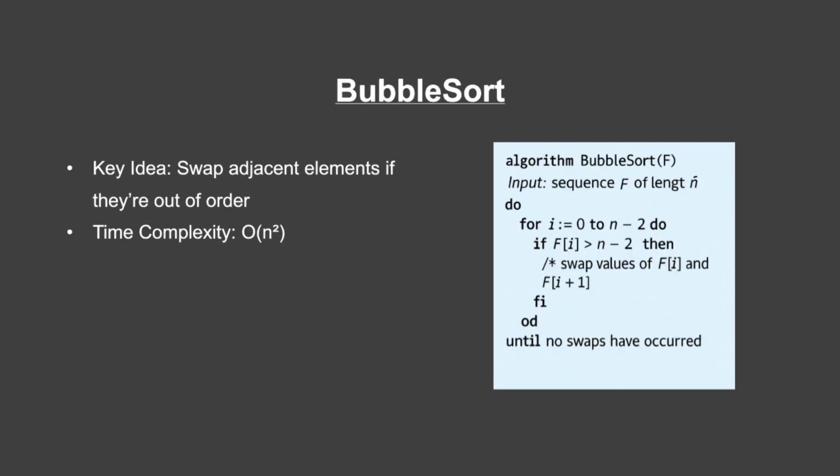Then we have BubbleSort. BubbleSort is simple, large elements bubble up to the end by swapping with smaller neighbors. So we compare each pair of items and swap them if they're out of order, and we do this over and over until the list is sorted.